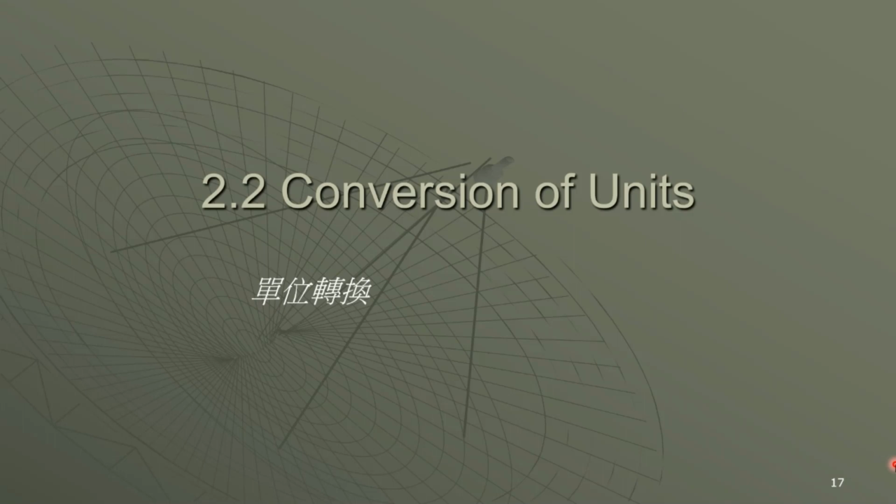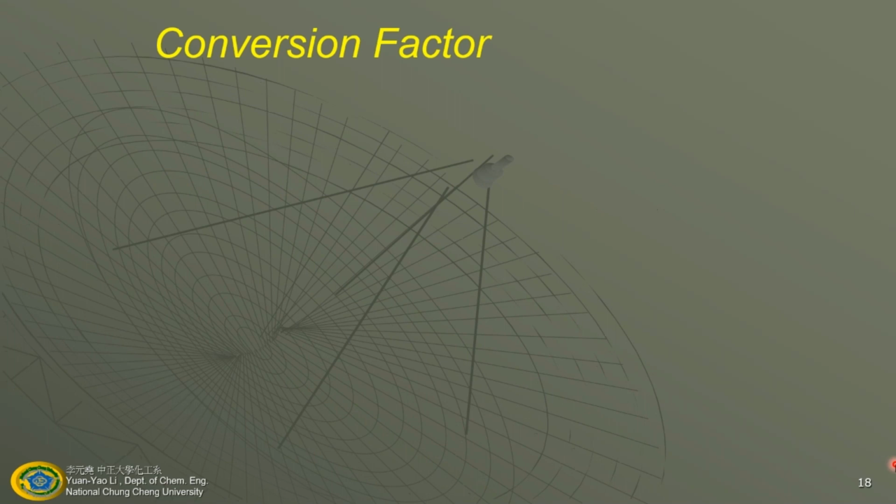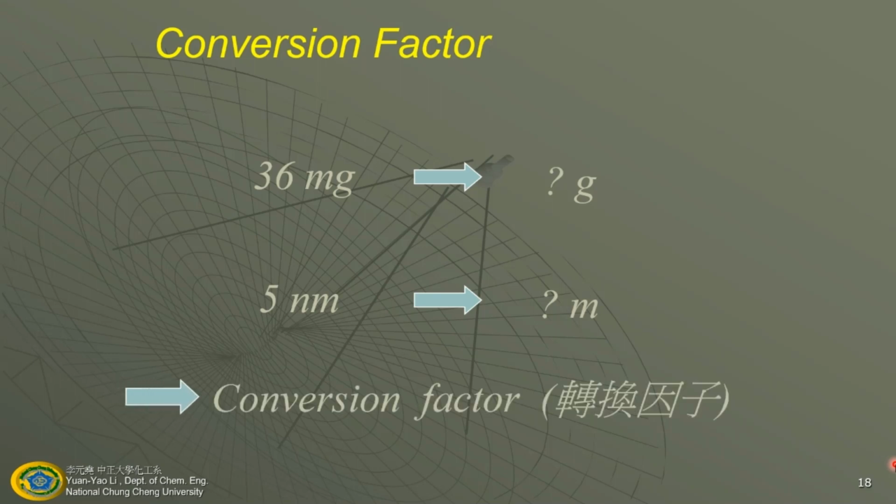How are you going to do the conversion of the unit? First of all, we have a term called conversion factor. So what is conversion factor? Let's make an example. You know that 36 milligram, and I want to make it become gram. This is easy, right? Another case is 5 nanometer. I want you to make it become how many meters? I'm sure you don't have a problem with this since you learned it in primary school or junior high school. But I want you to do it in a scientific way, the way a chemical engineer does. So this is what we call conversion factor.